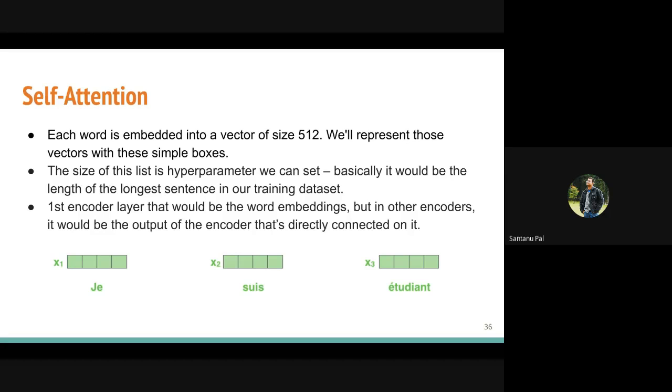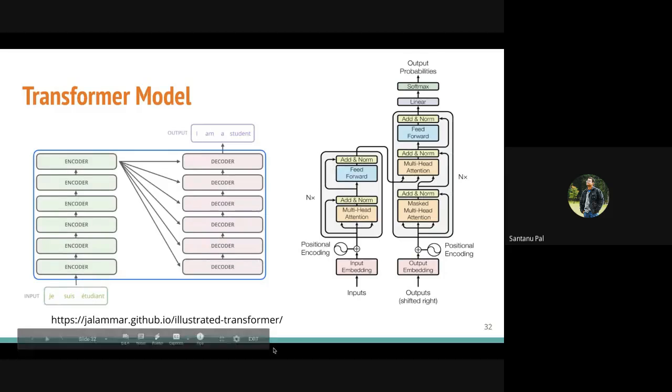And the very first encoder layer, as I said before, will accept the word embeddings and the positional encoding information, and the rest of the encoders will be directly connected to the encoder before it. So the very first encoder will receive the embedding information, and subsequent encoders will receive the representation output provided by the previous encoder.